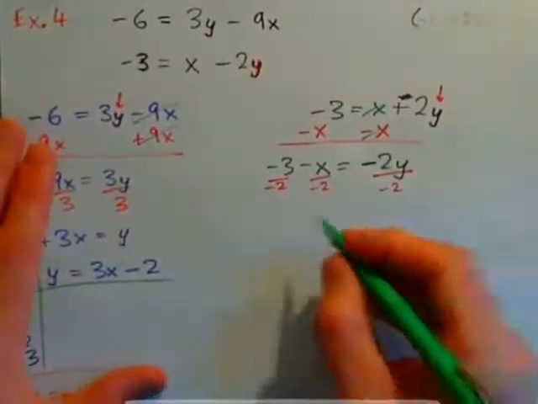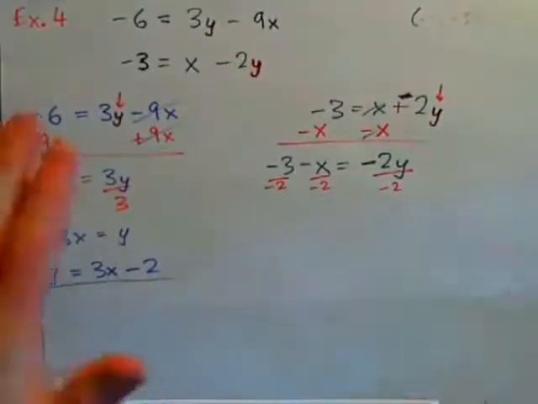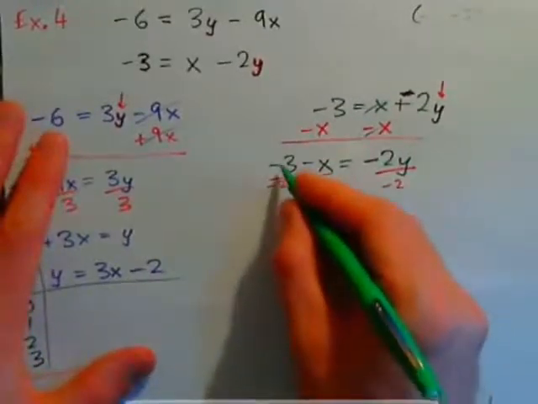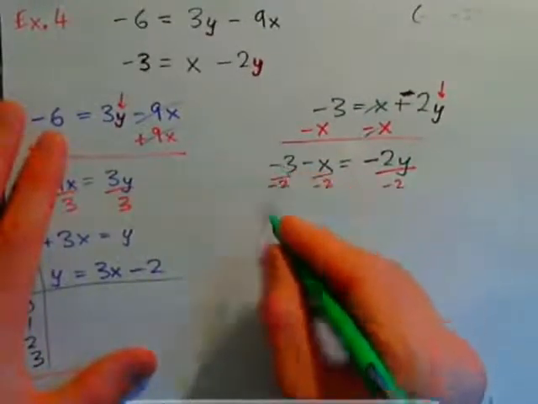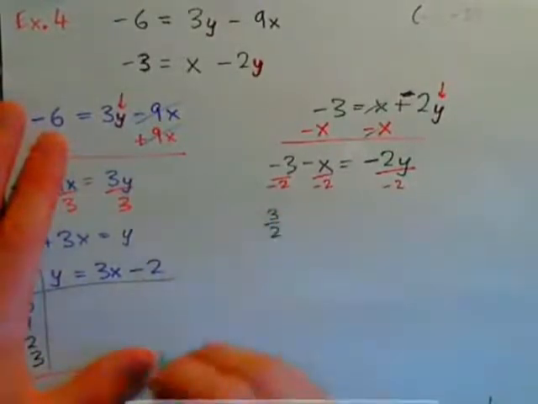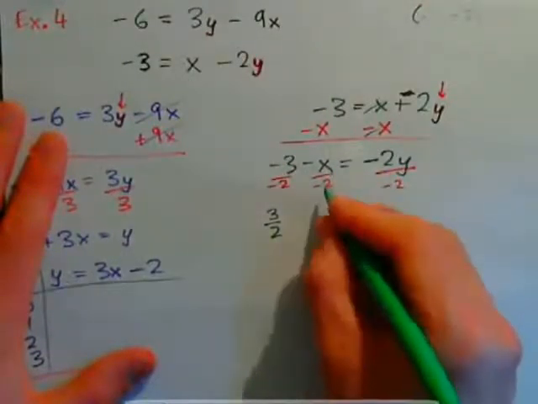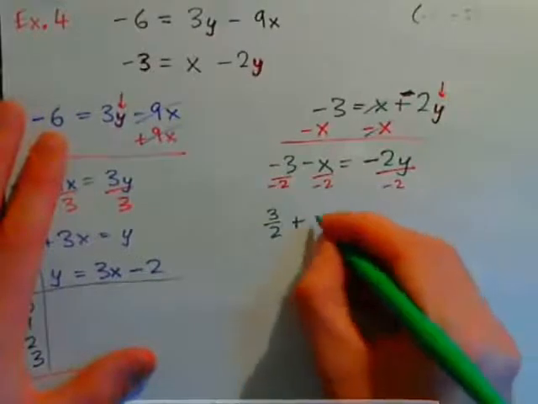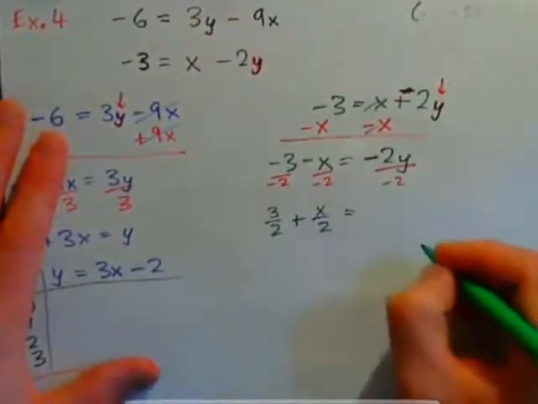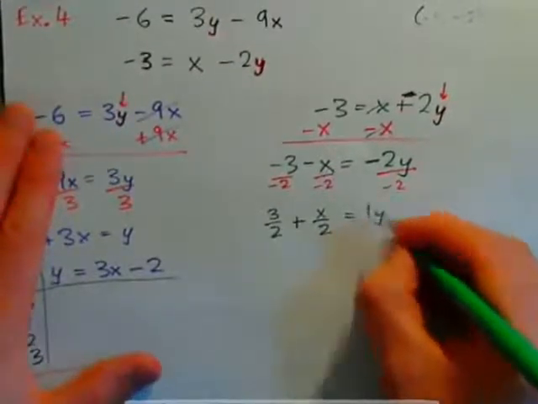At this point, you might actually like to use decimals because it's going to be easier to calculate. But in any case, we'll do fractions and then decimals. This is negative 3 over negative 2. Negative over negative gives us positive 3 over 2. This is negative x over negative 2. Negative over negative gives us positive x over 2. And that is equal to negative over negative gives positive, 2 over 2 gives 1. So this is 1y, or y.